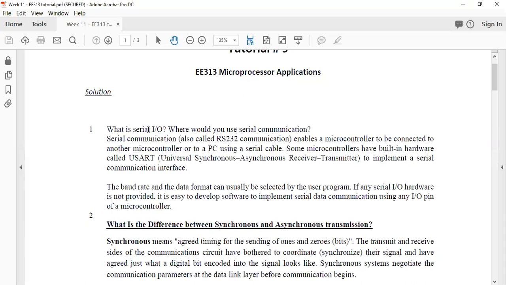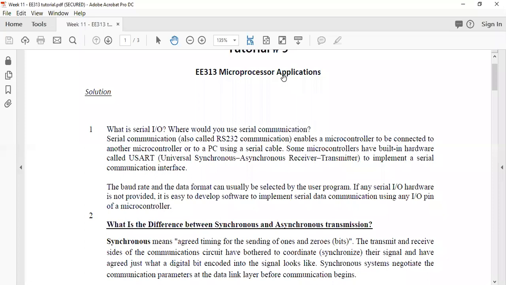First question is, what is serial input output? Where would you use serial communication? So serial communication is basically where a series of bits or data is transmitted in series, right? So one at a time, it is transmitted in series. So serial communication enables a microcontroller to be connected to another microcontroller or to a PC using a serial cable, right?